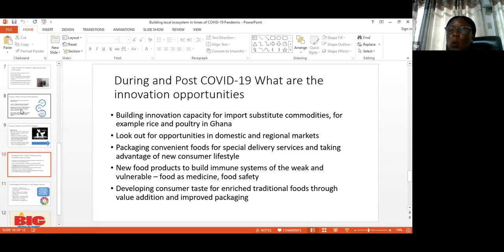We have to look at convenient packaging. How do we package our foods for special delivery services? New consumer lifestyle is teaching us a lot of things that the market will offer. Consumers are developing taste for traditional foods, food that can identify us, and this opens up a lot of opportunities.